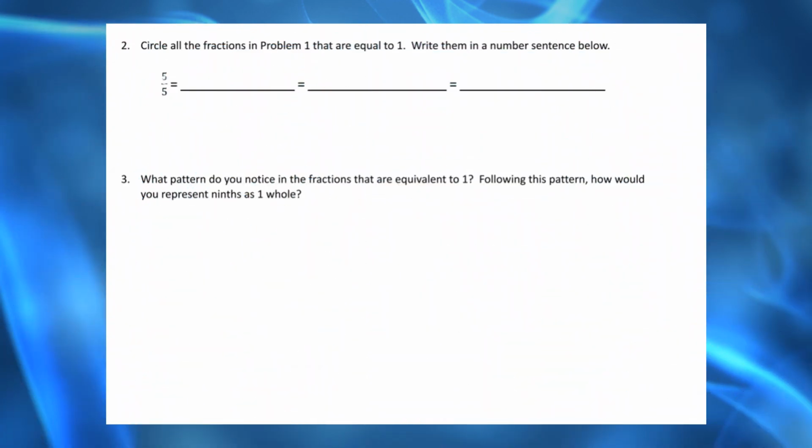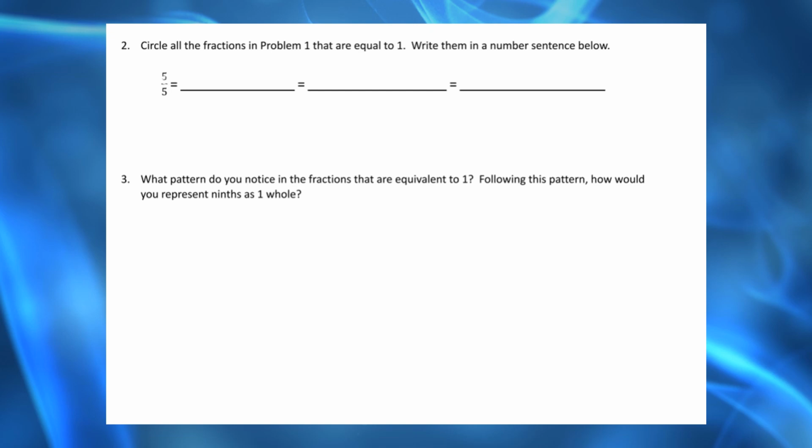Now, remember, I wanted you to circle all of the fractions that equal 1 because you were going to need it for another question. Here's that question. All right, so number 2 says circle all the fractions in problem 1 that are equal to 1. And if you circled them when I told you to, you don't have to go back and do it now because it's already done. Now it says write them in a number sentence below.